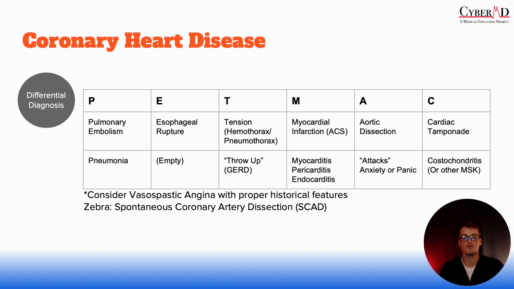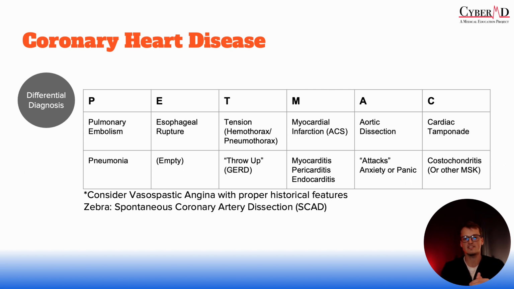Pneumonia. For GERD, I actually use T. It's a bit of a cheat in the mnemonic, so I use throw up to remember GERD. And then all of my carditis, I throw under myocarditis, and that helps me remember pericarditis and endocarditis. And then for A, it's also a bit of a cheat for the second one. That's going to be attacks to help me remember panic attacks and anxiety attacks.